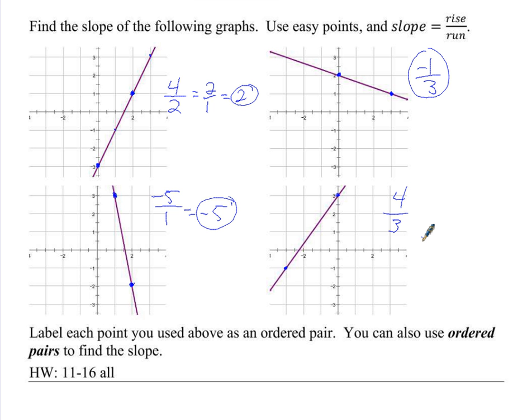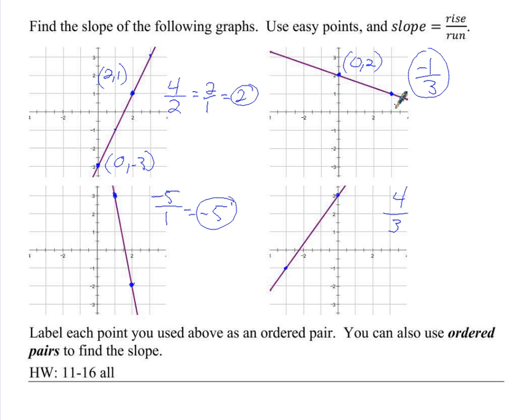Okay, now label each point you used above as an ordered pair. You can also use ordered pairs to find the slope, and that's what we're going to do next. So each one of these ordered pairs that we used, we want to write down those coordinates. So this one right here, what was this one? This is just good practice here. What's this one right here? 0, negative 3, good. And this one? 2, 1, okay.